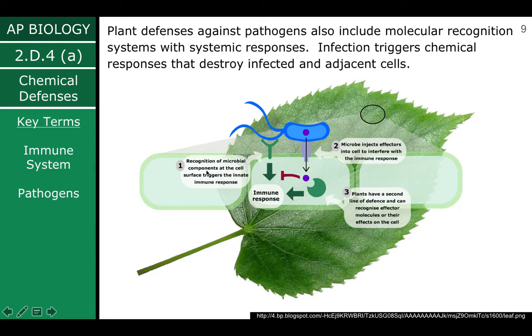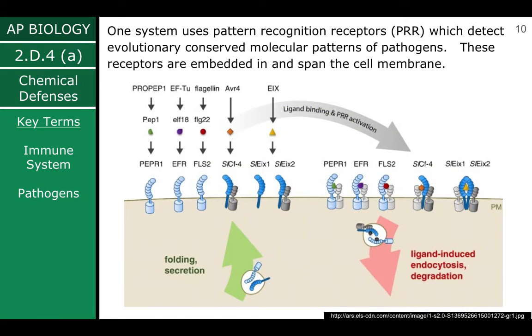So here's one example. The recognition of microbial components at the cell's surface triggers the innate immune response. Next, the microbe injects effectors into the cell to interfere with the immune response. Plants have a second line of defense and can recognize effector molecules or their effects on the cell. One system uses pattern recognition receptors, or PRRs, which detect evolutionarily conserved molecular patterns of pathogens. These receptors are embedded in and span the cell membrane.